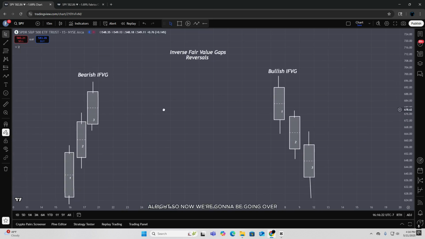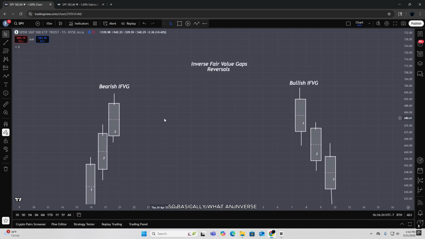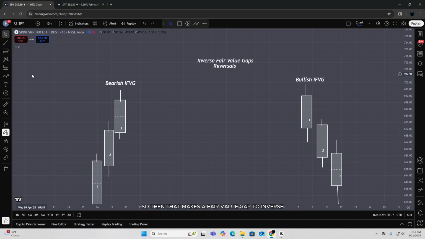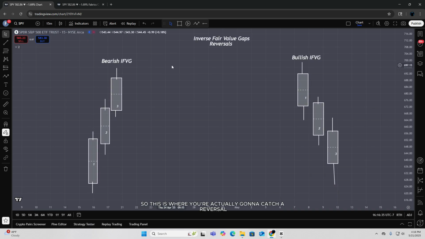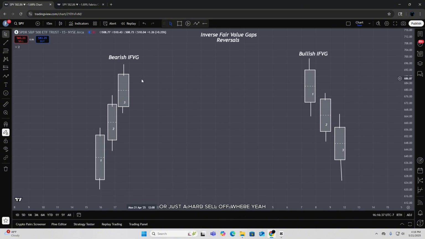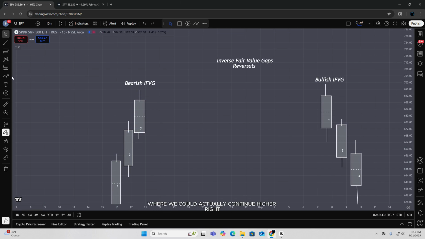All right, so now we're going to be going over inverse fair value gaps. So basically what an inverse means is just when a fair value gap gets filled, that makes a fair value gap an inverse fair value gap. And the way you play these is just the opposite way. So this is where you're actually going to catch a reversal or just a hard sell-off, where we just caught the big pull down where we could actually continue higher.